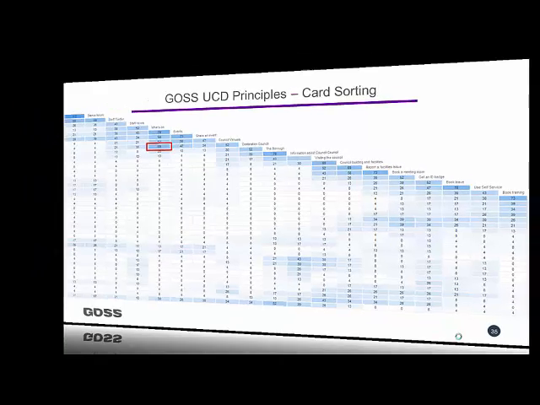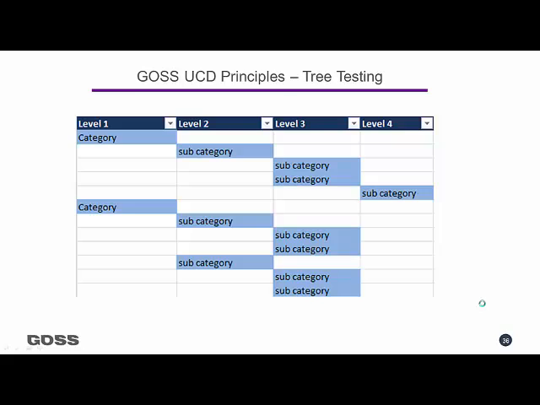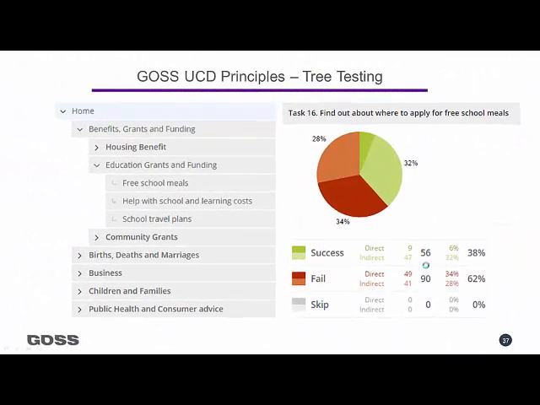Once the card sorting has been done, you can then start to develop your information architecture, and once you've done this, you can start to test the information architecture using tree testing. Here's an example of some tree testing which I've done recently. I uploaded the results of my card sorting to a tree testing application on the internet.